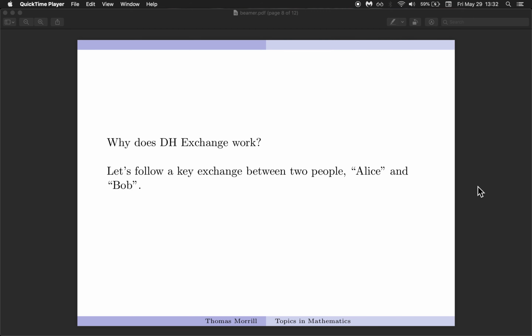Okay, so part two, I want to talk about why does the Diffie-Hellman key exchange work. So this will be a very similar lecture to my walkthrough of the Diffie-Hellman key exchange using exponents mod a prime. So from the point of view of an algebraist, we're doing the same exact thing, right?